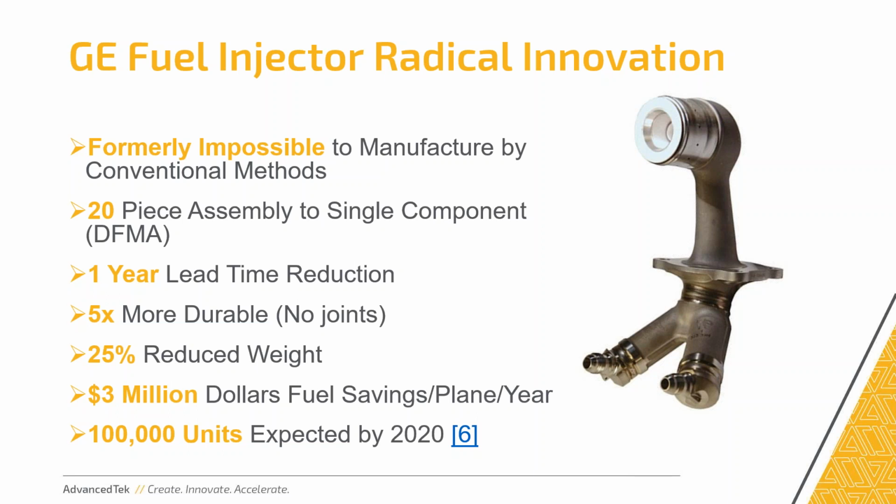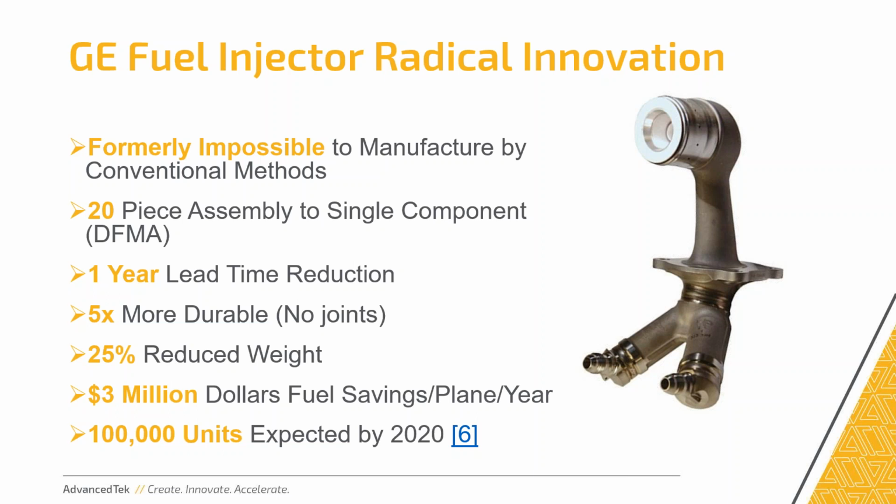They took it from a 20-piece assembly down to a single component, so saving pieces from multiple vendors and suppliers, and bringing that all into one component. And by doing that themselves, they saved 1 year of lead time. And by making it one component, there were no joints. They actually made it stronger than its counterpart, which can sometimes be counterintuitive for people who think that 3D printing is weak. It is not when you're doing it right and applying it right.